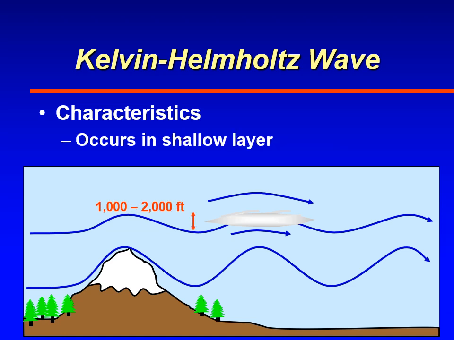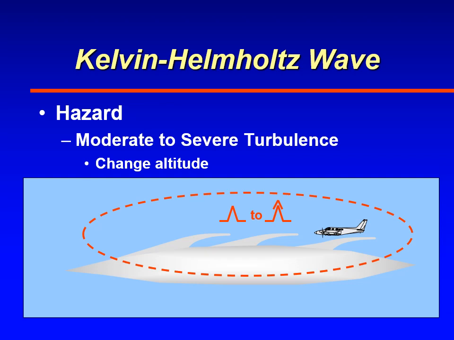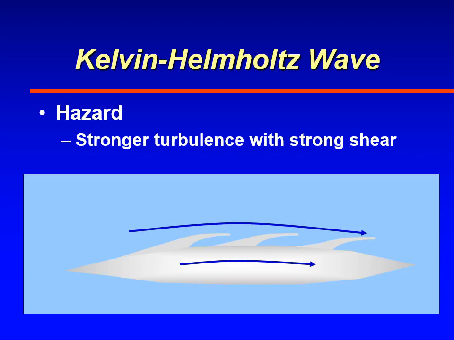Typically, these waves occur in a very shallow layer, only about 1,000 to 2,000 feet thick, but they can produce moderate to severe turbulence. So to avoid these, just change altitude. Pick an altitude that's higher or lower than the wave. A lot of times you can visualize the wave because clouds are present. Sometimes they are not. So you just have to change your altitude a few thousand feet. And where you find strong shear, you will find strong turbulence.